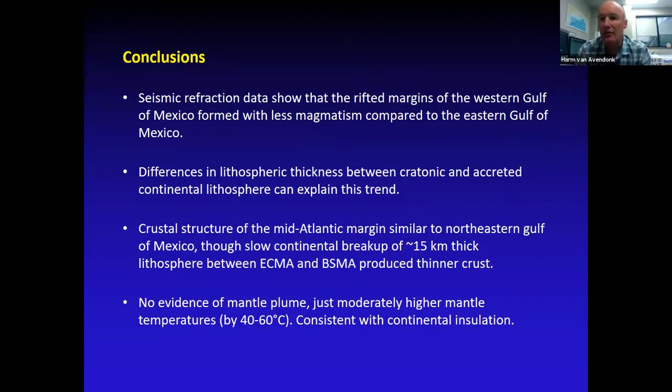These high seismic velocities can be explained by what we call continental insulation. So the large area of Pangaea really kept the mantle beneath it relatively warm, but this is not the same as a mantle plume.